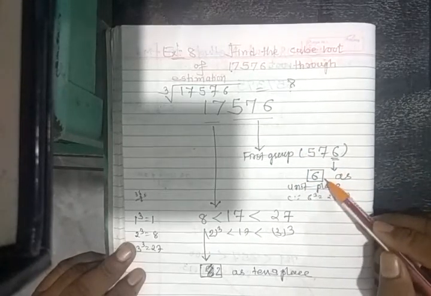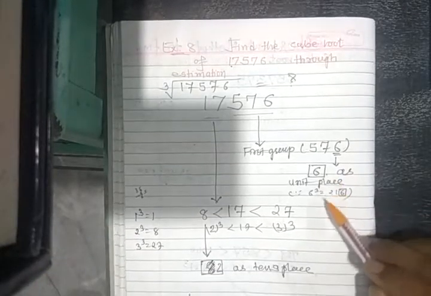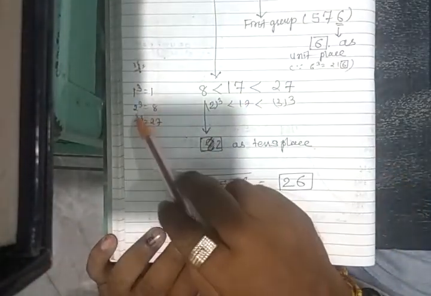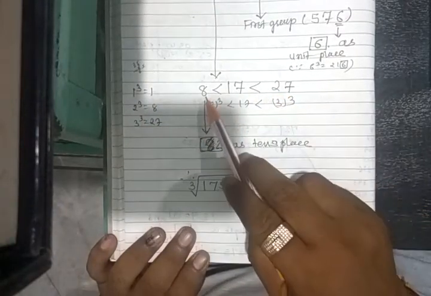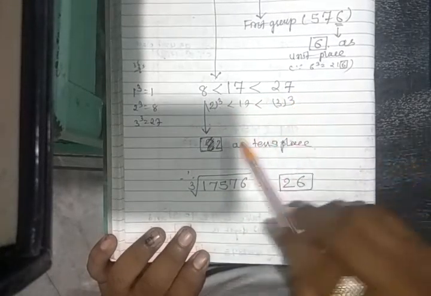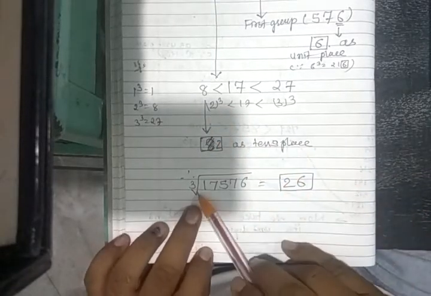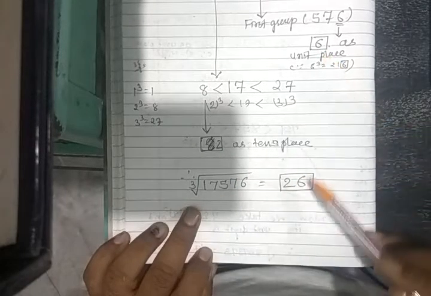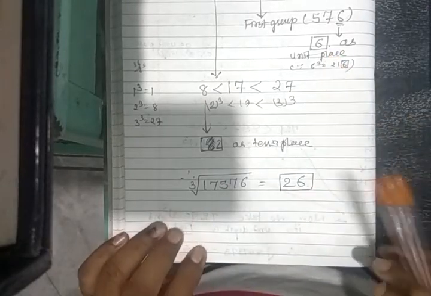So here 6 will come, so 6 we put in the unit place. Now 17. 17 lies between 1 cube is 1, 2 cube is 8, 3 cube is 27. It lies between 8 and 27. So 8 is the perfect cube of 2, and this is 3 cube. Out of them this is the smaller number, so 2 is the 10 place. So the cube root of 17576 is 2 as 10 place and 6 as unit place.